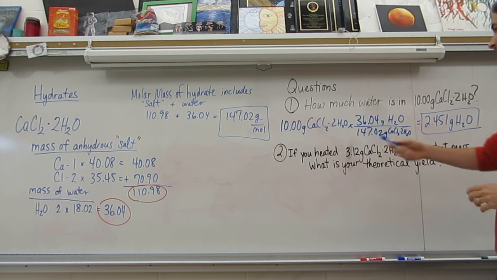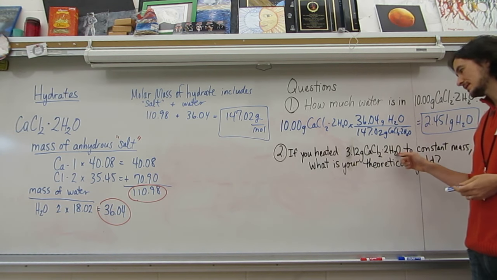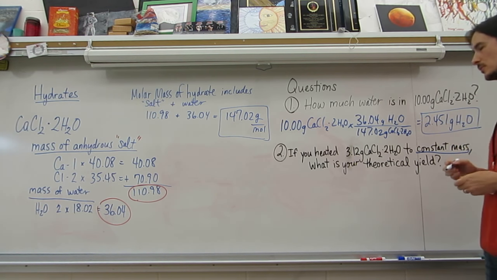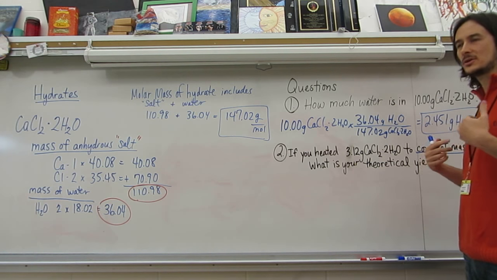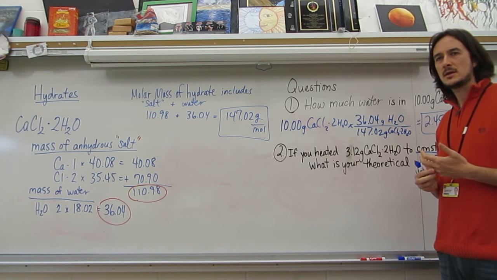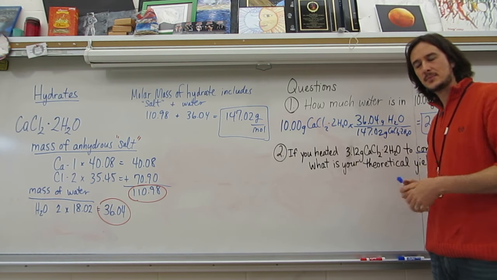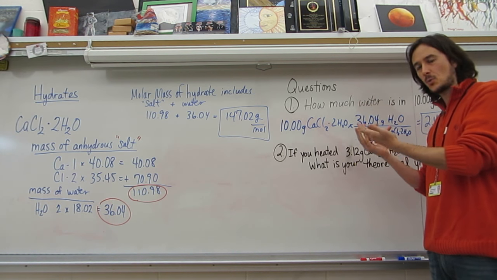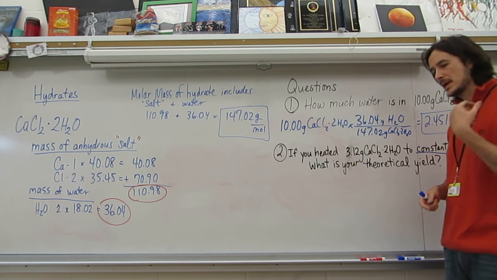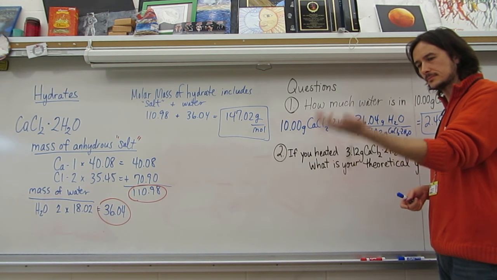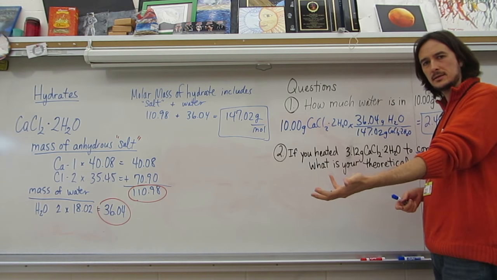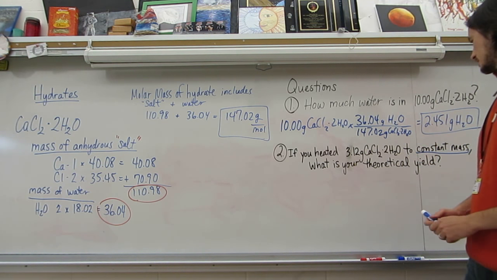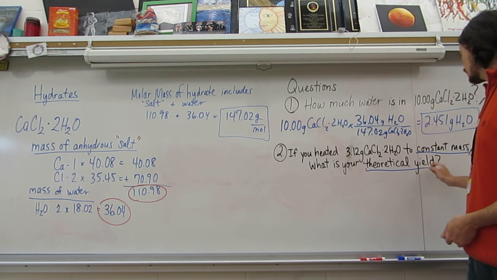Next question, if you heated 3.12 grams of calcium chloride dihydrate to constant mass, so that's another term you might want to write down. Constant mass. You're going to see this if you have a question where you are heating something and decomposing something, or in this case you're kind of just driving out the water. Heating it to constant mass means you heat it and you weigh it. And you heat it some more and you weigh it, and it's the same mass. That's constant mass. Okay, if you heat it to constant mass, what is your theoretical yield?